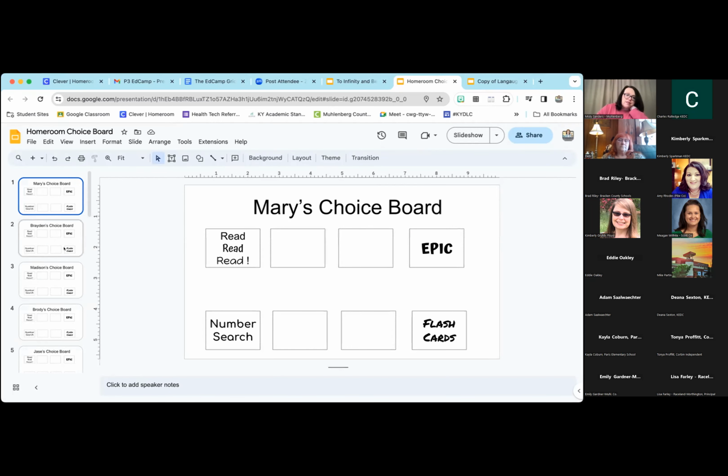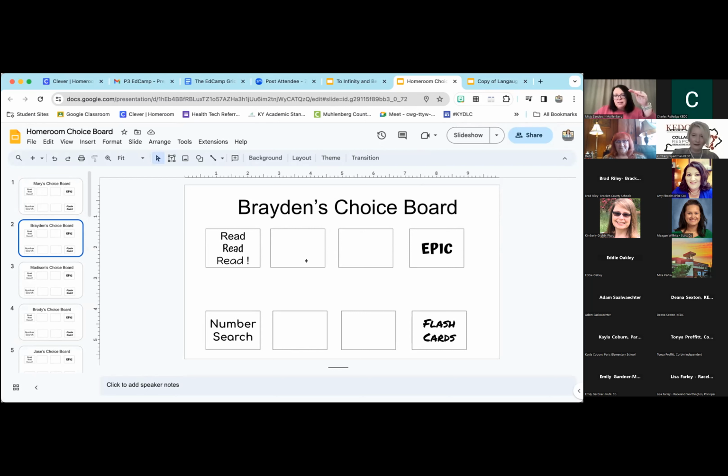So this is just an example. And then I let them come up with 4 activities. Now, I do have to give guidelines because they're 3rd graders, because every one of them would put YouTube or something crazy. So I give them choices about what to put and what not to put.